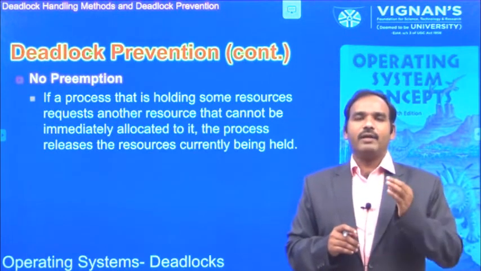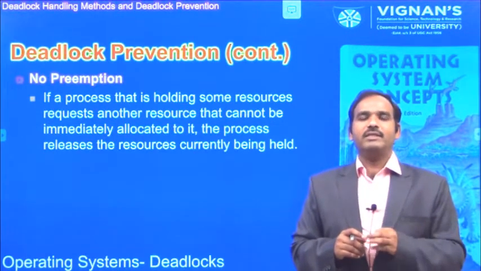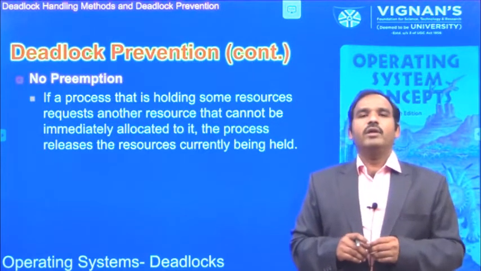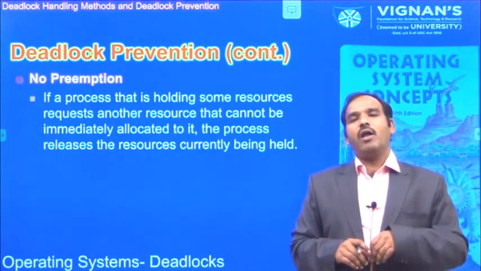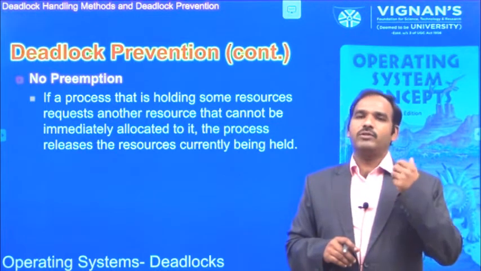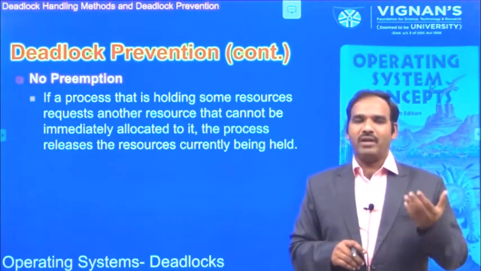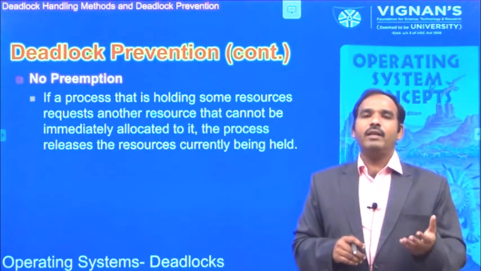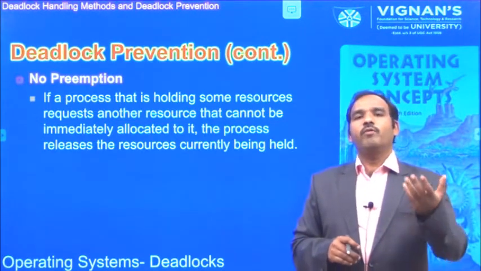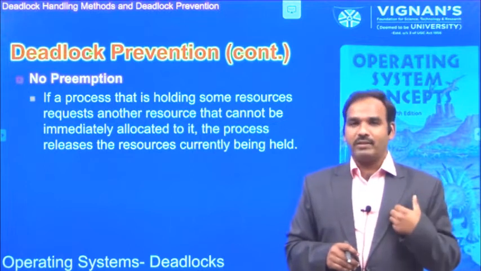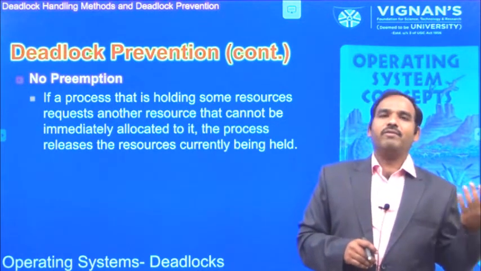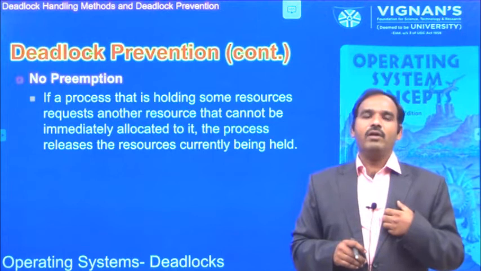Here, what is the condition? The condition is, if the process is requesting a new resource, if that resource is already available, then that resource will be allocated. If that resource is already allocated to some other process, it will preempt that resource from that waiting process and allocate it to the requesting process.